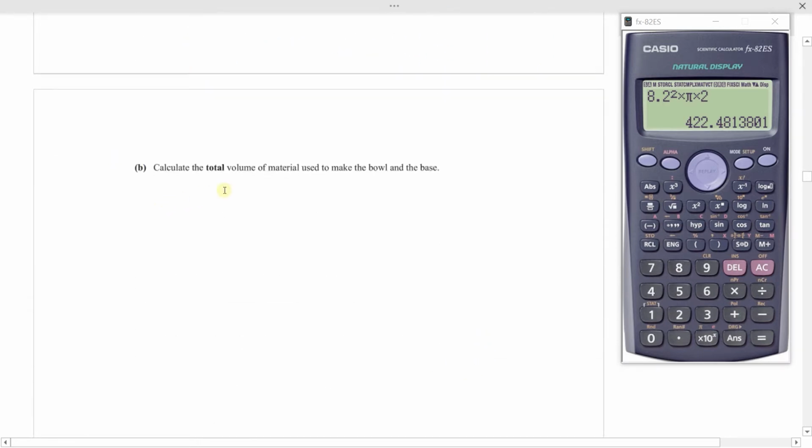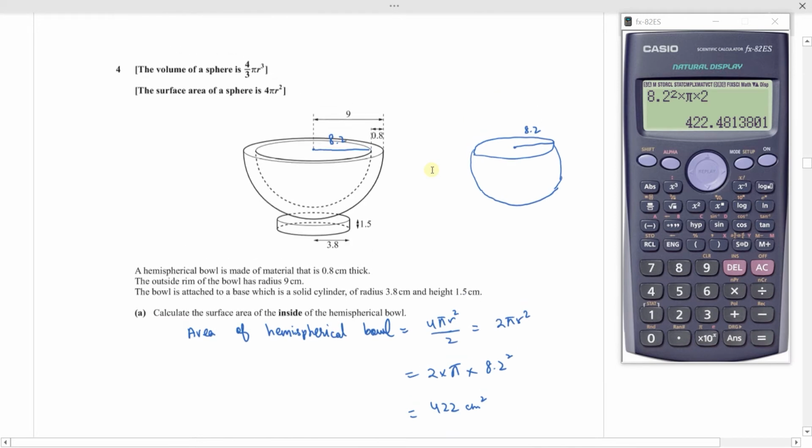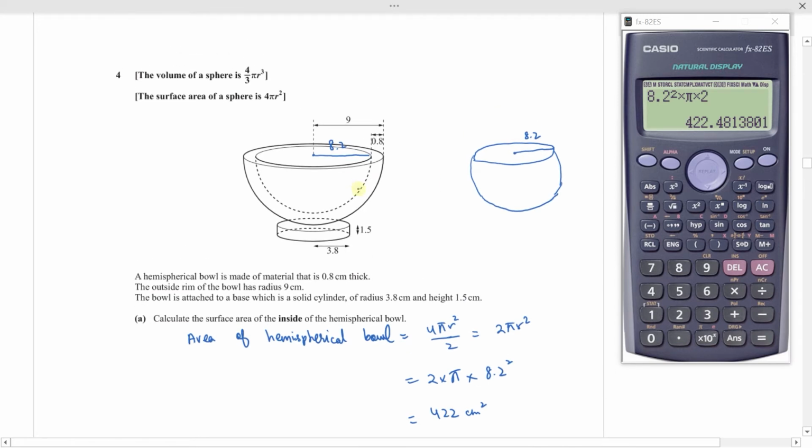Part B is calculate the total volume of material used to make the bowl and the base. So now you need to calculate the volume of the material used to make this base. Remember that the inside of this bowl is hollow, empty. So first we need to calculate the volume of this base, and then we will calculate the volume of this outer sphere. So there's an outer sphere.